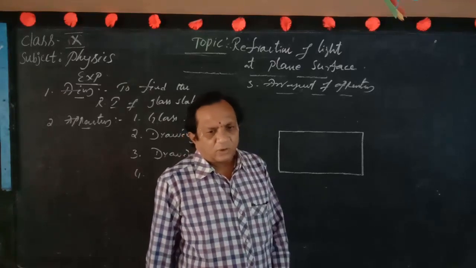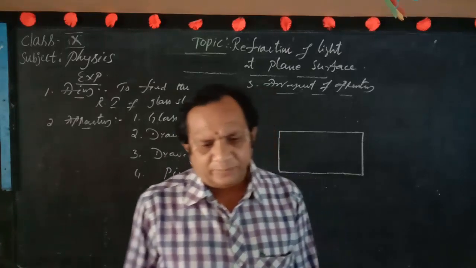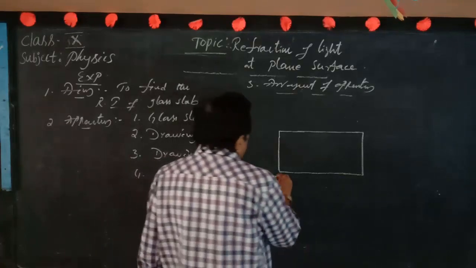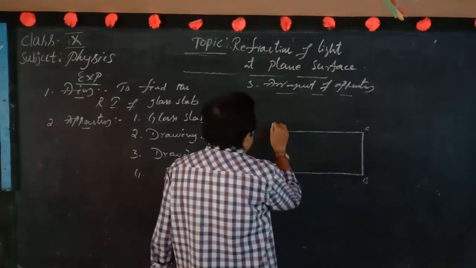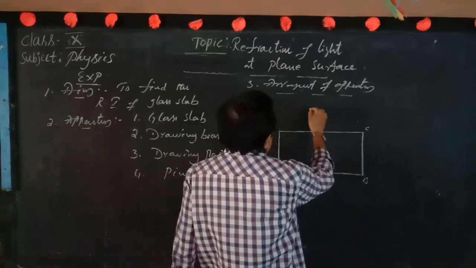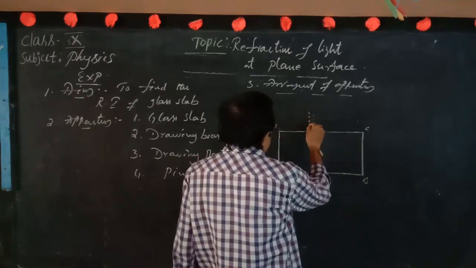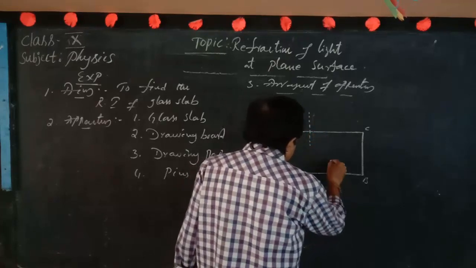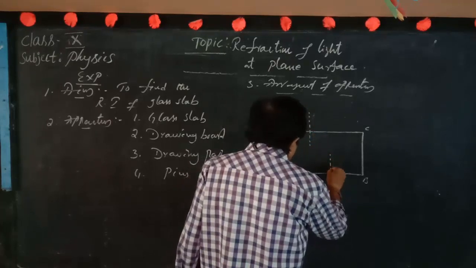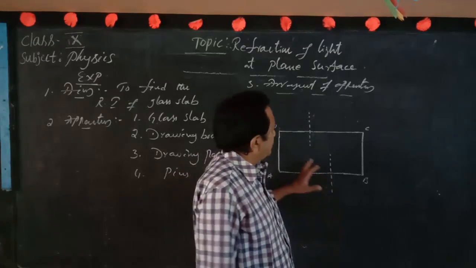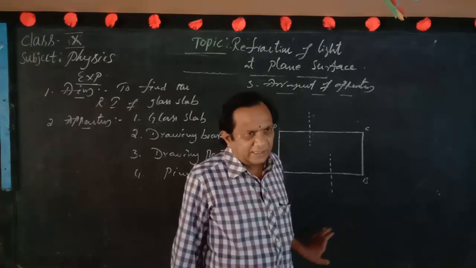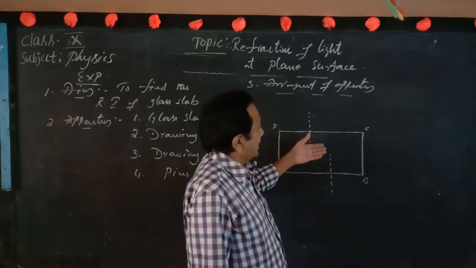After drawing this outline, name the corners A, B, C, D, so the glass slab is ABCD. Here consider two normal lines, one and another like that. Two media will be taken: one is air, and another one is glass.